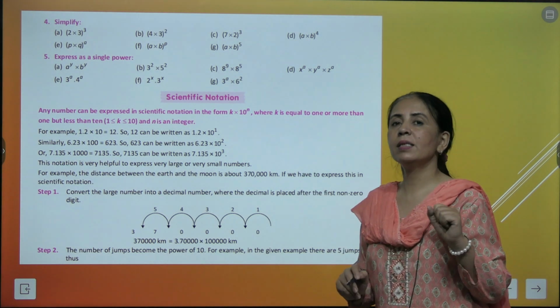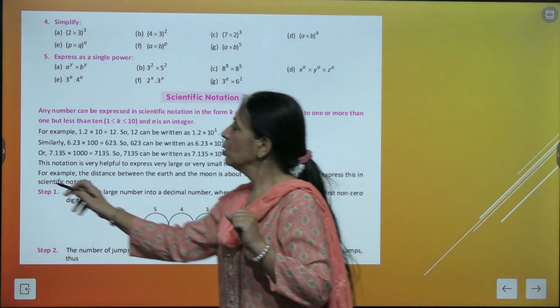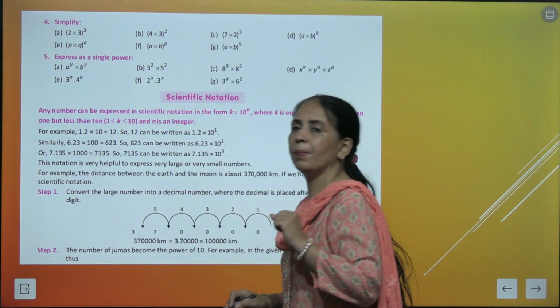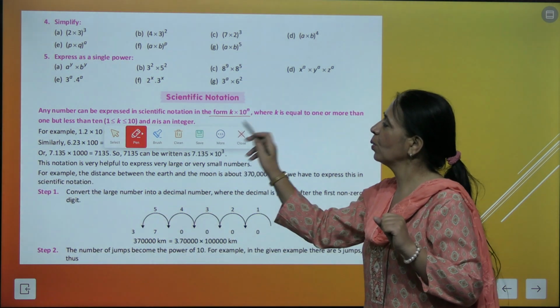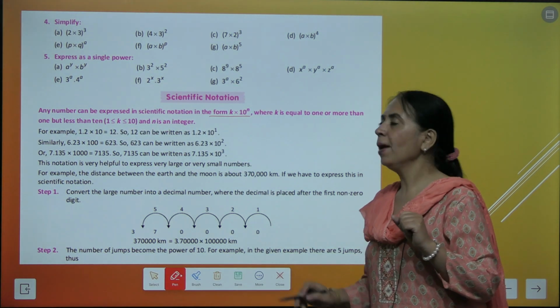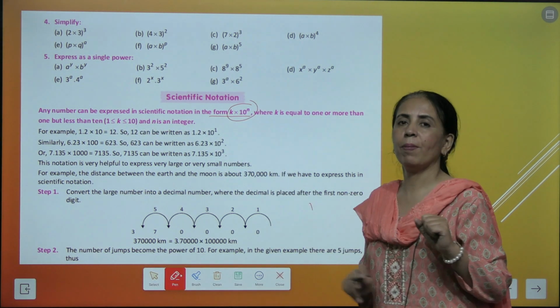We come to scientific notation now. So children, any number can be expressed in the scientific notation of the form k multiply 10 raised to the power n.